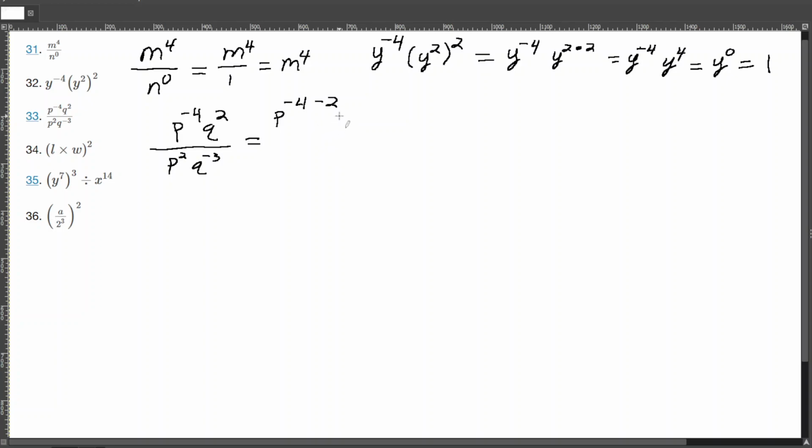And that's just going to be p to the negative 6. And then for the q, we have q squared minus negative 3. So that's actually plus 3, right? So that ends up being q to the 5.